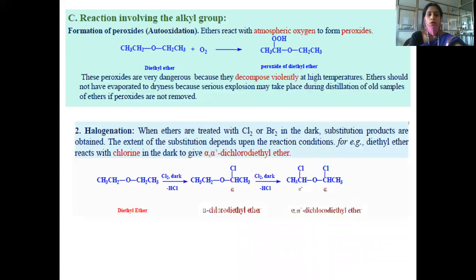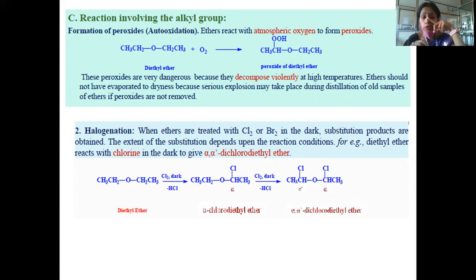Okay. So this we will take up as the last topic for today, this slide, then we will do the next in the next part. So, reactions involving the alkyl group. One is the auto-oxidation or the formation of peroxide. When ethers are kept for long, they get self-oxidized, called auto-oxidation, and they give peroxide. Now it is very dangerous because this peroxide, when kept over a long period of time, can accumulate and can cause an explosion also. So that is why ether should not be evaporated to dryness.